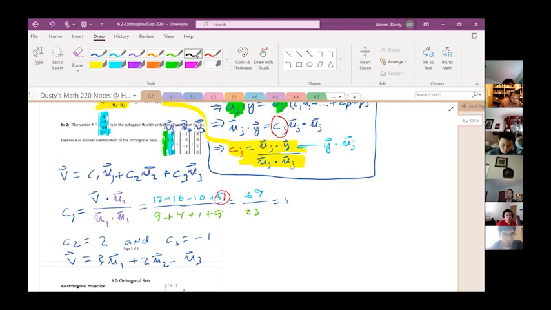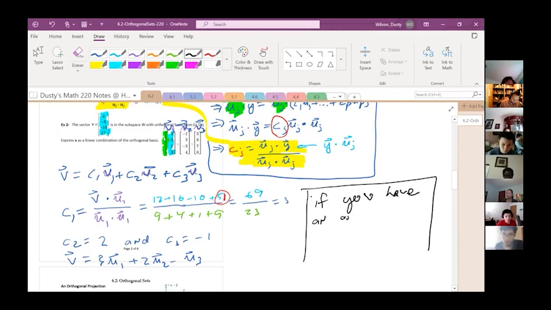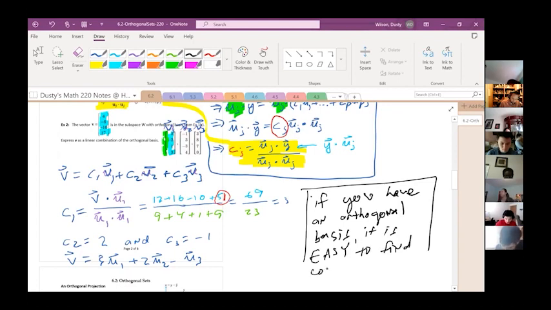So let's make sure you're tracking the main point so far. If you have an orthogonal basis, it is super easy, barely an inconvenience, to find coordinates. But this if is a big deal, right? That's if you have it.